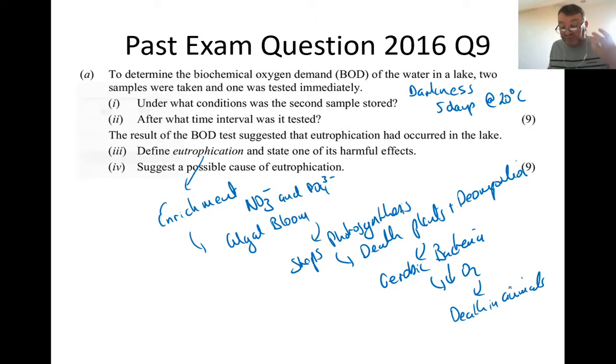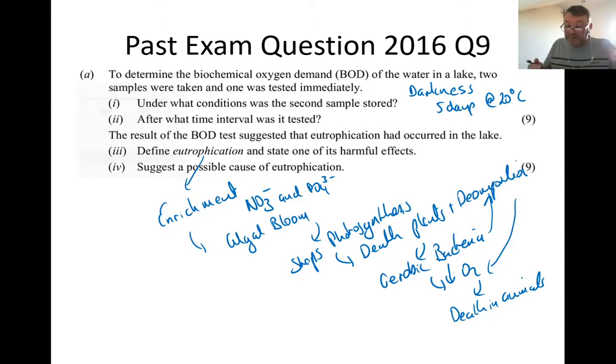But if they want you to define eutrophication, it's the enrichment of water with nitrates or phosphates leading to an algal bloom and eventually to a decrease in the amount of dissolved oxygen. It says here, suggest and state one of its harmful effects. Well, we've had loads. It stops photosynthesis. The plants that can't photosynthesize die. The aerobic bacteria take over and they go into decomposition, and the decomposition uses up oxygen, which results in the death of animals.